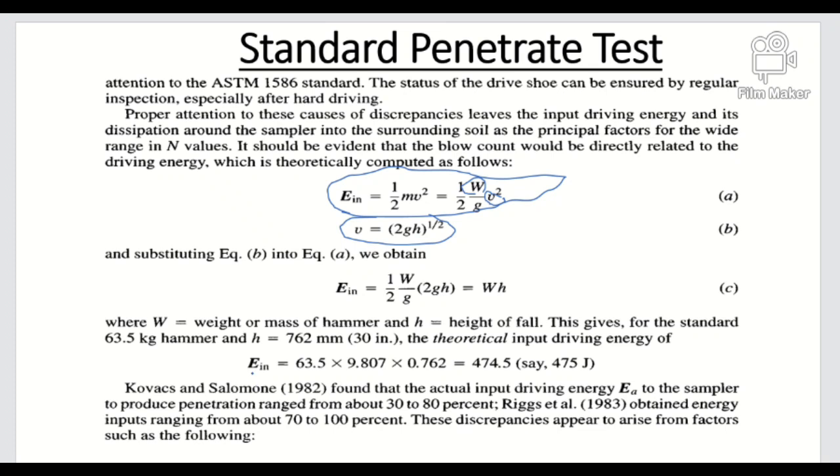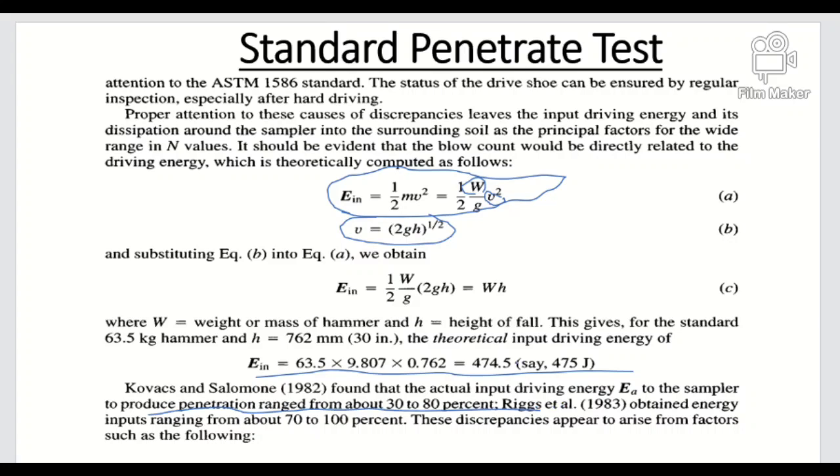So here you can see that 474.5 joule is applied on the SPT rod to penetrate the sampler. Another thing, by researchers Kovacs and Solomon, they found that the actual input driving energy to the sampler producing the penetration ranges from about 30 to 80%.